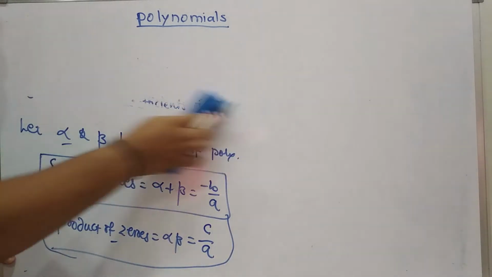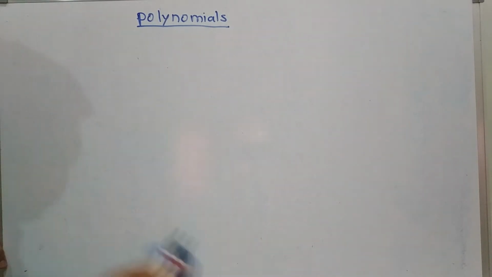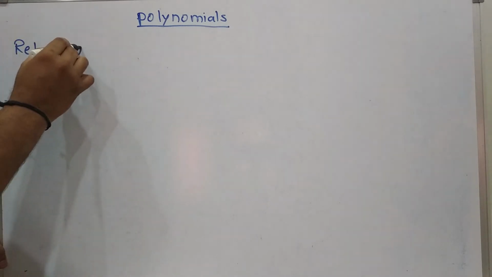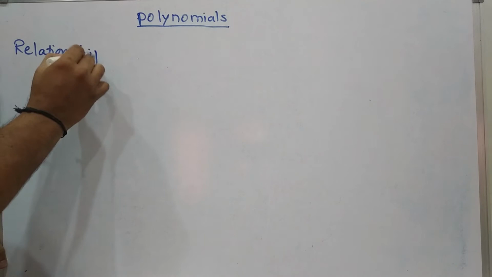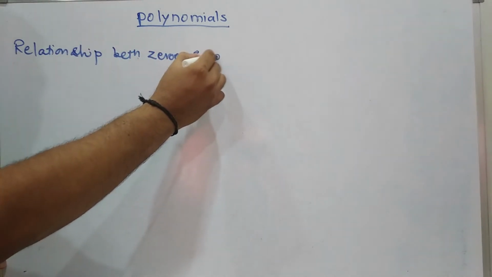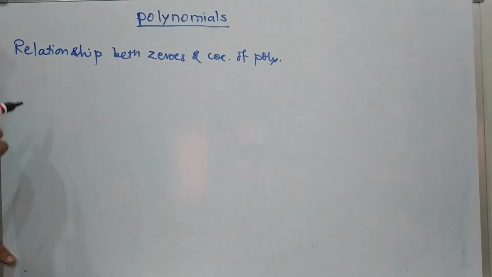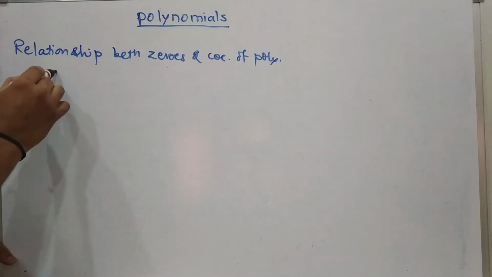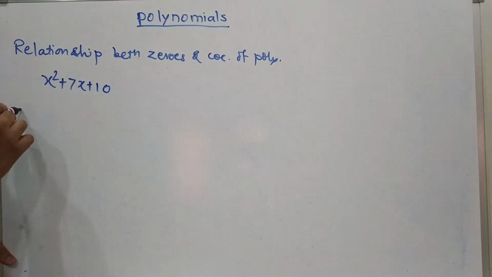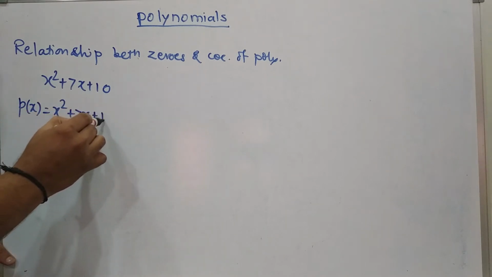Now let us solve one example which will explain how we can establish a relationship between zeros and coefficients of the polynomial. Okay. Now let us take the example as x square plus 7x plus 10. Now here p of x is equal to x square plus 7x plus 10.